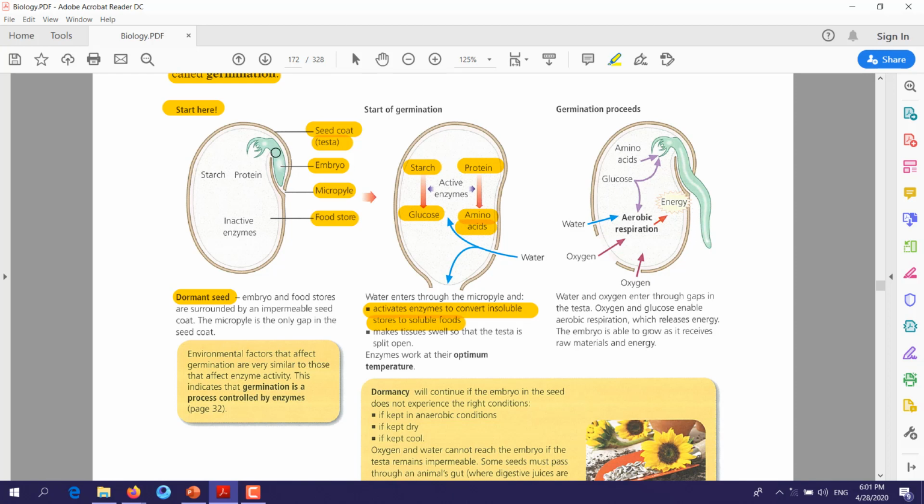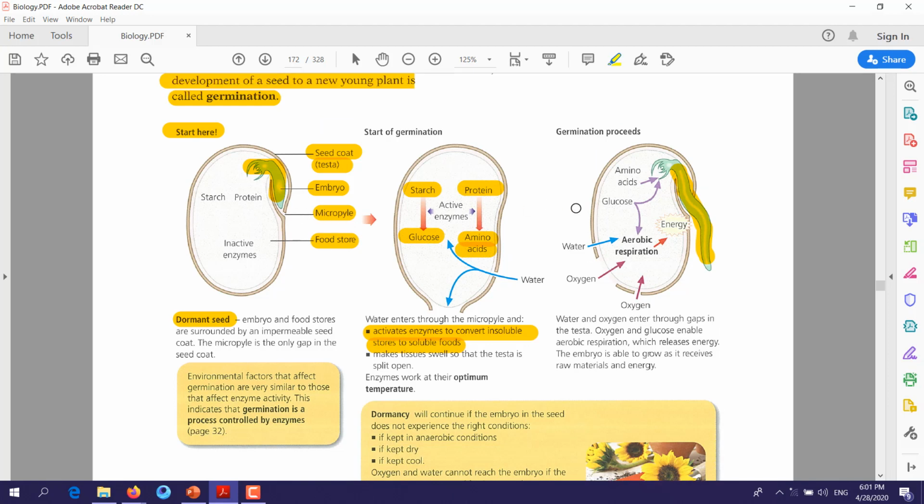So now compare the first step and the last step. Look at the embryo. All of it, where was it? It was inside the seed coat. But now, what happened? The embryo grows and starts going outside the seed coat. So this is the process of germination.